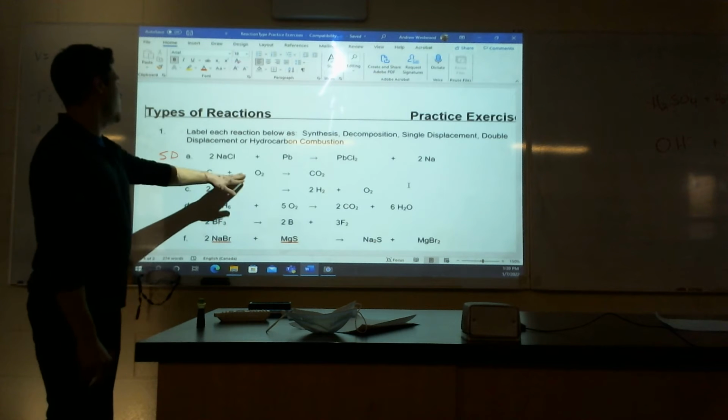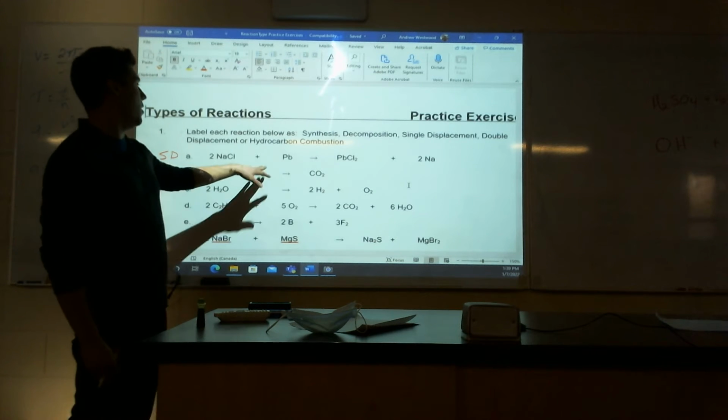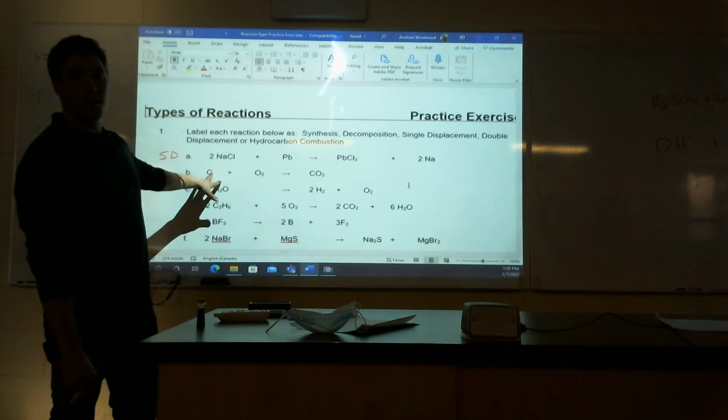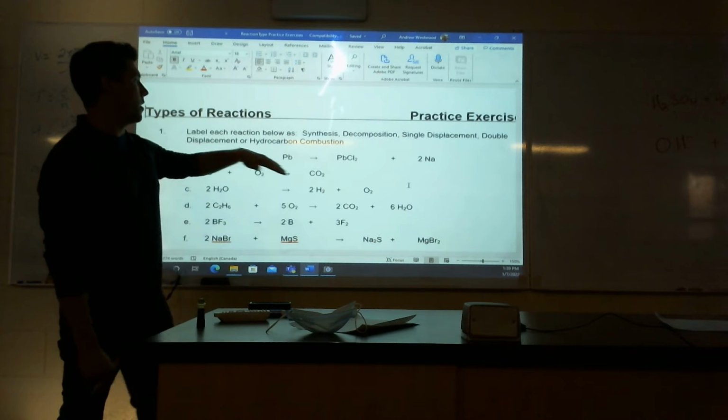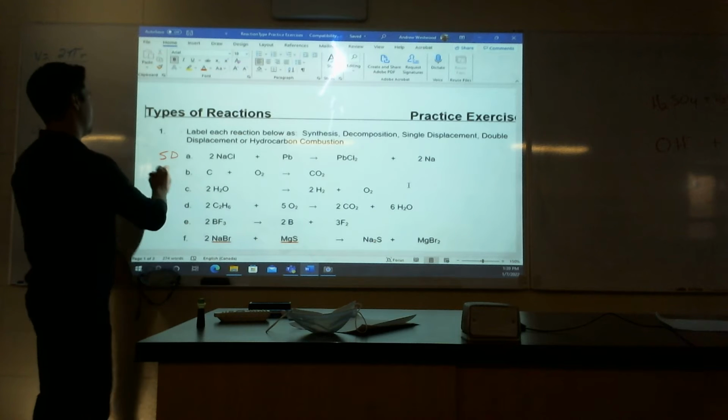All right, on this one we have a C and an O. They are separate. We have an element and we have another element. They are combining to make a compound, and so this will be our synthesis.